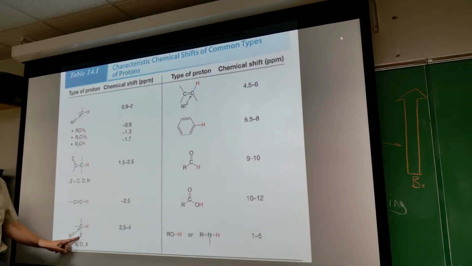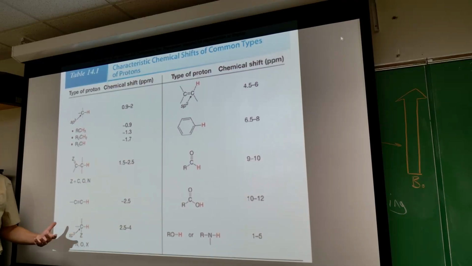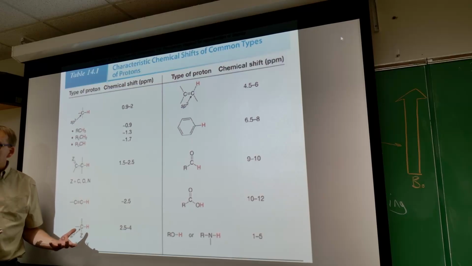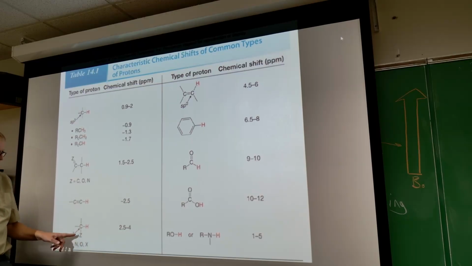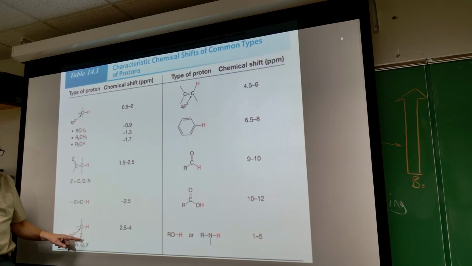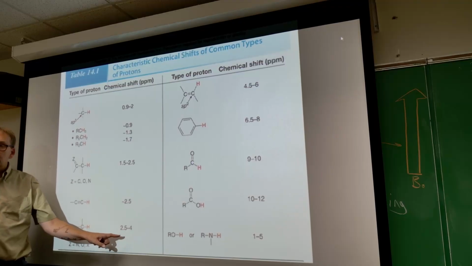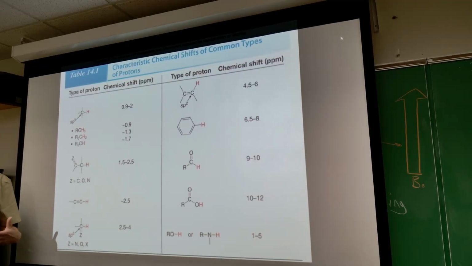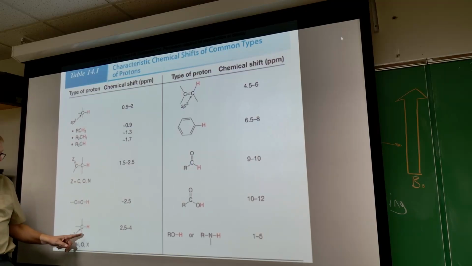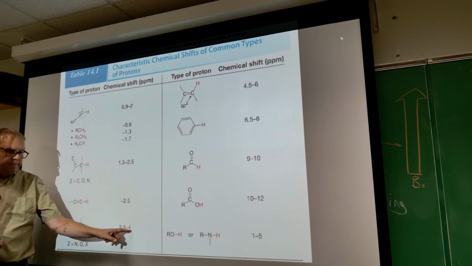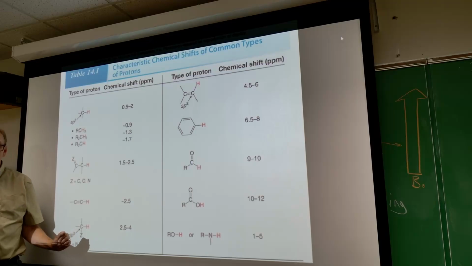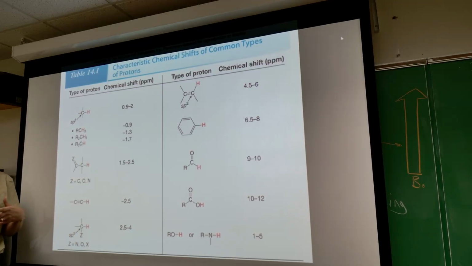If the Z group is a nitrogen, that's an electronegative element, but it's not the most electronegative element that we can think of. So, H on a carbon that's attached to a nitrogen might be in the 2.5 region. Oxygen is a powerful electronegative group, and if it's an oxygen here, that H might be closer to 4 parts per million, for example. So knowing when you see something at 3.5 or 4, think, oh, maybe that's a proton on a carbon that's attached to an oxygen.